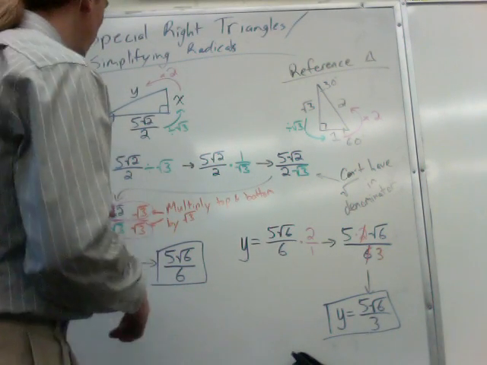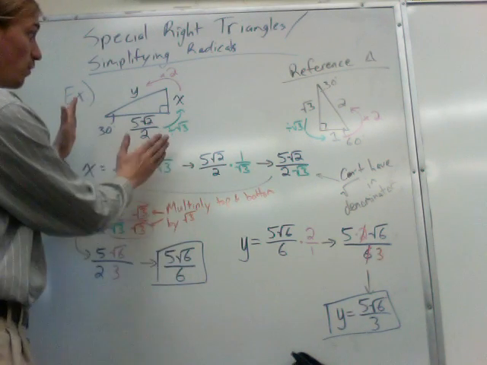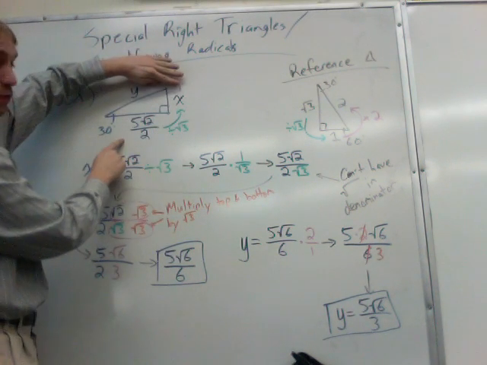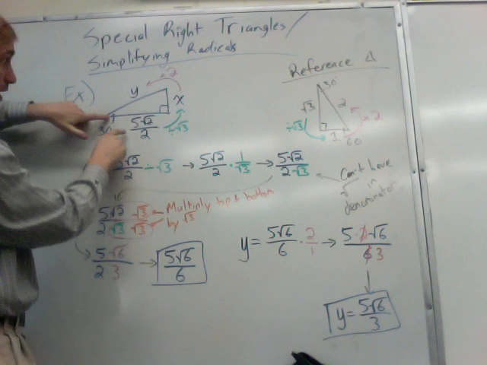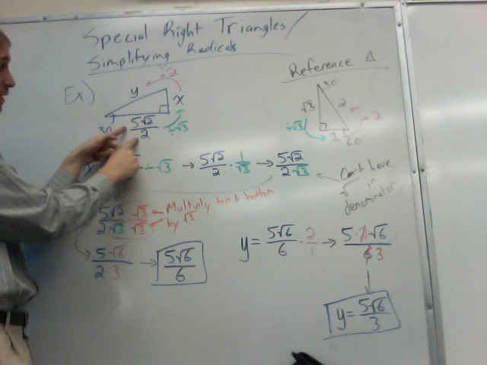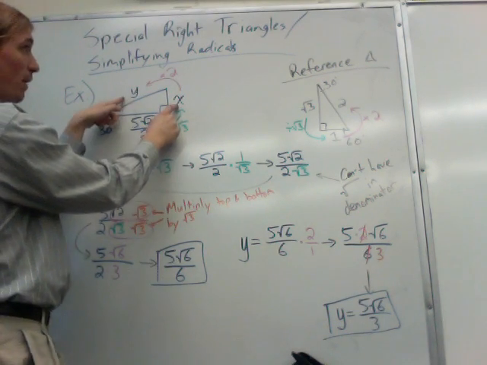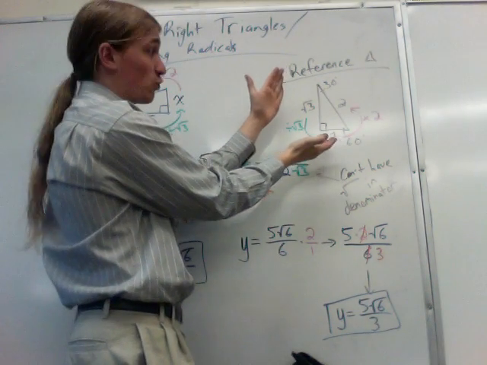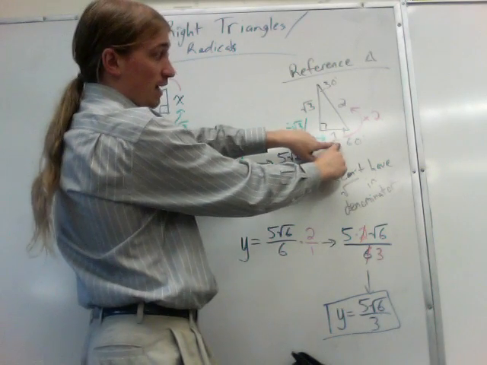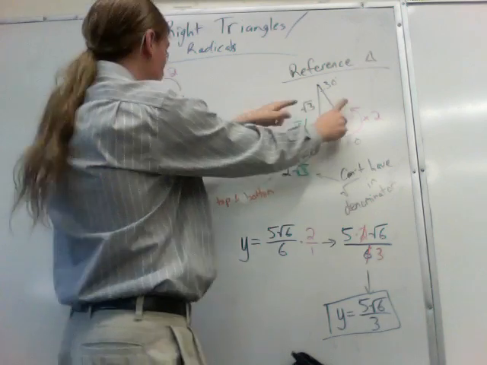Okay, so this is just an explanation about how these steps came to be. The original problem is a 30, 60, 90 triangle. We've got a side of 5 square root 2 over 2. We want to find x, we want to find y. Over here we've got a reference triangle: 30, 60, 90, small side is 1, medium side square root 3, long side is 2.